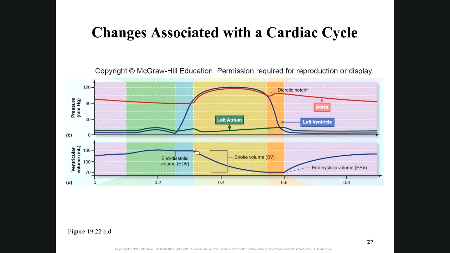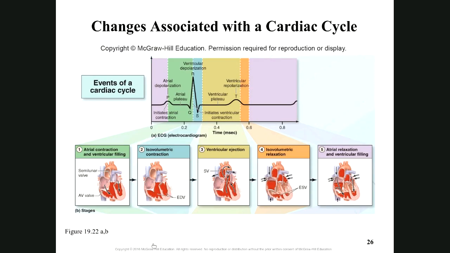And here you can see the volume of the blood. As you see here, the volume of the blood in the ventricle starts to decrease and decrease. This amount which decreases is the stroke volume. And then again, here we have the orange part. The orange part is isovolumetric relaxation.